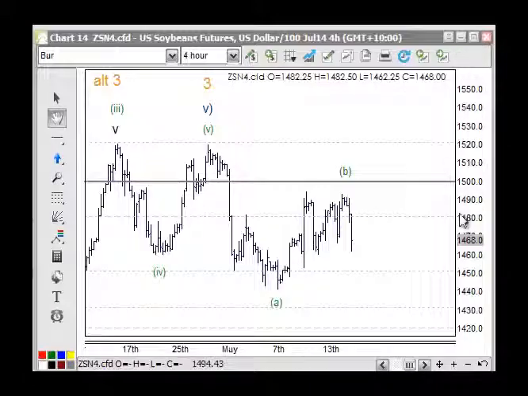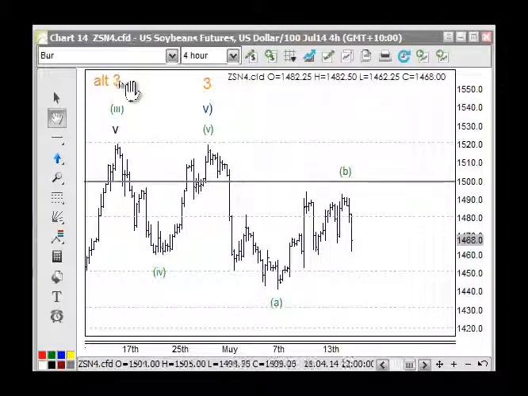We know that on the intraday here, I've got two alternate counts. This is why I'm just not quite sure about how it's unfolding. But group 2 here is important. So 1480, 1472 and 1465.